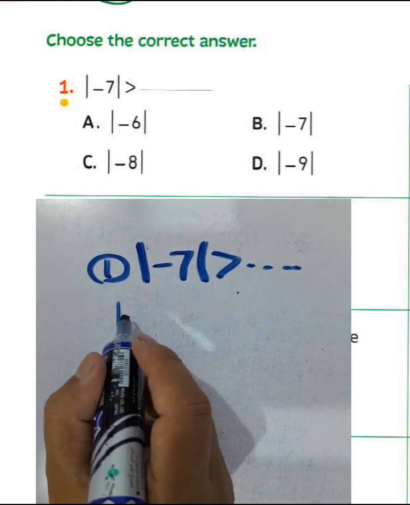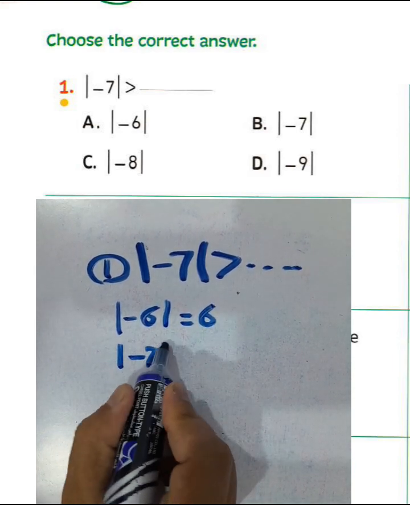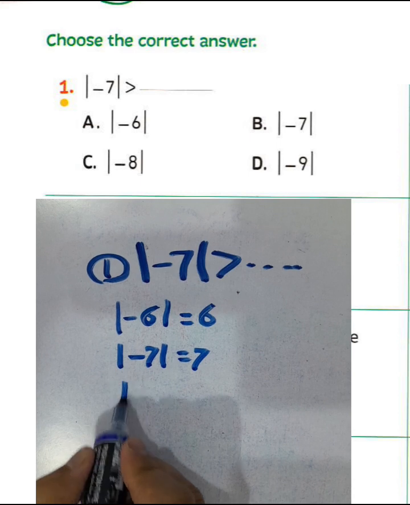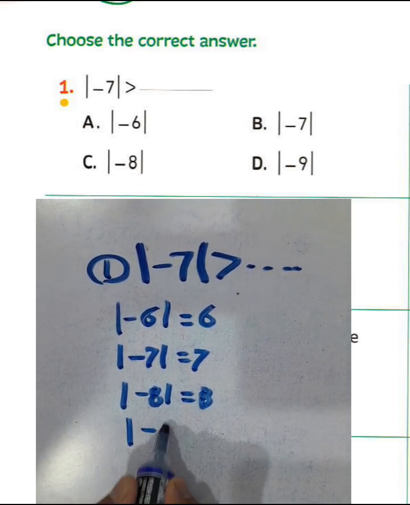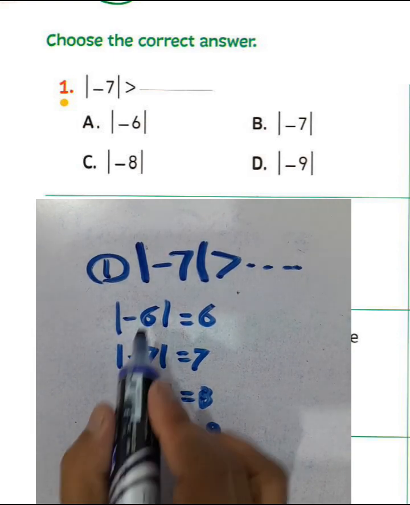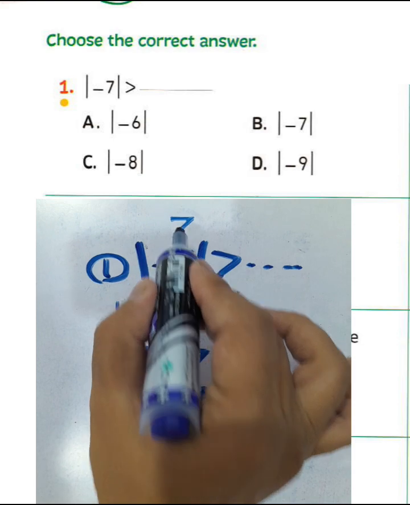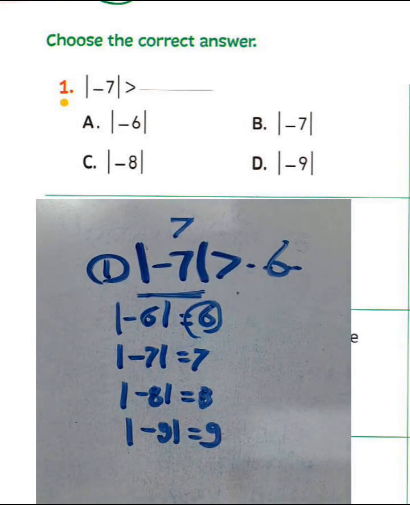We can find the absolute value of negative 6, it will be 6. The absolute value of negative 7 will be 7. The absolute value of negative 8 will be 8. The absolute value of negative 9 will be 9. Then the absolute value of negative 7 will be 7. 7 is greater than what? Greater than 6. Choose letter A for this question.